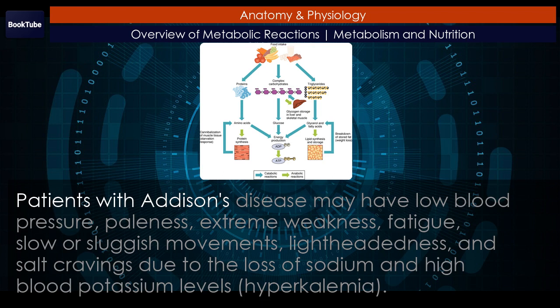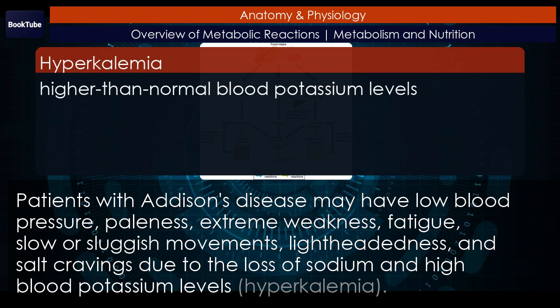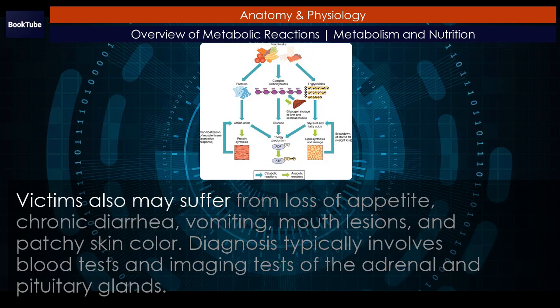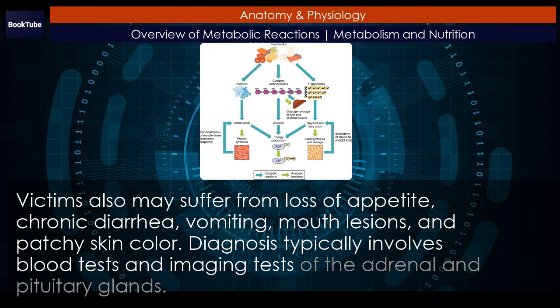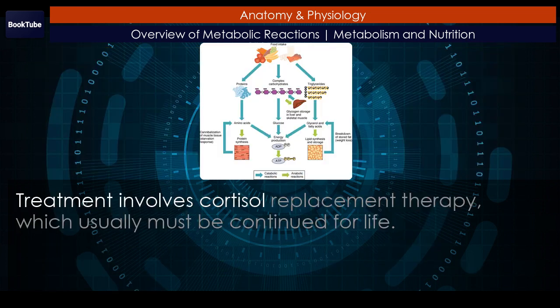Patients with Addison's disease may have low blood pressure, paleness, extreme weakness, fatigue, slow or sluggish movements, lightheadedness, and salt cravings due to the loss of sodium and high blood potassium levels. Hyperkalemia. Victims also may suffer from loss of appetite, chronic diarrhea, vomiting, mouth lesions, and patchy skin color. Diagnosis typically involves blood tests and imaging tests of the adrenal and pituitary glands. Treatment involves cortisol replacement therapy, which usually must be continued for life.